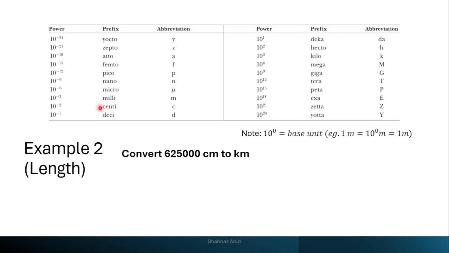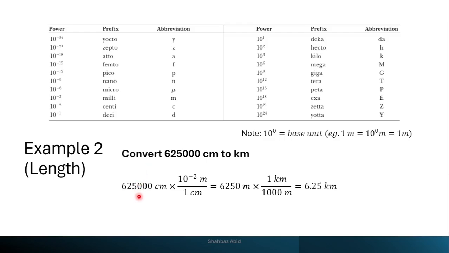1 centi of any base unit is equal to 10 raised to the power minus 2 of the base unit. So for 625,000 centimeter, I have to again arrange a conversion factor in such a way that I cancel centimeter with centimeter.